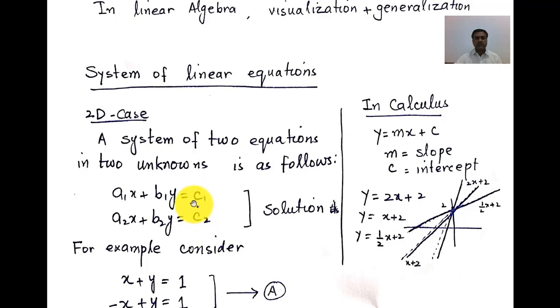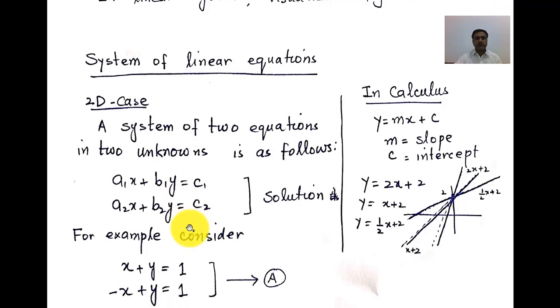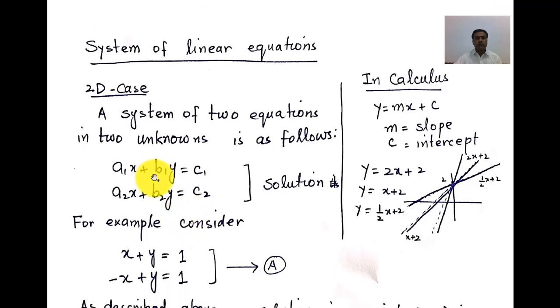And what are we interested in? We are interested in the solution of this linear system. So what do we mean by a solution of this linear system? A solution means the values of the variables x and y such that if we substitute those values in both these equations, they are simultaneously satisfied. Hence, it can also be interpreted as a common point to both these equations.